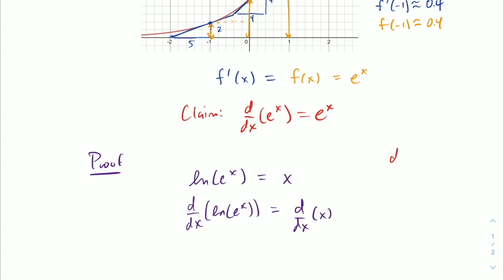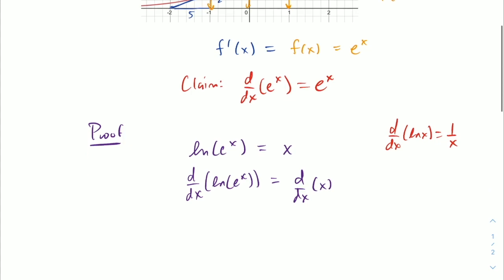Now I know the derivative of the natural log. We saw that earlier. The derivative of the natural log is 1 over x. So when I differentiate this natural log of e to the x, I'm going to get a chain rule type situation. I'm going to have 1 over the inside function, e to the x, times the derivative of the inside function. This is the derivative of the natural log, which is 1 over. e to the x is the inside, so that stays the same. And then we multiply by the derivative of e to the x. And the right-hand side, the derivative of x is just 1.